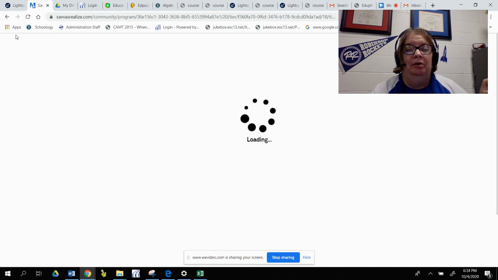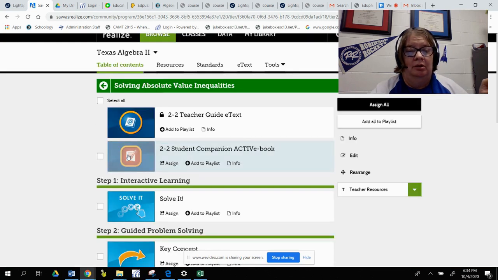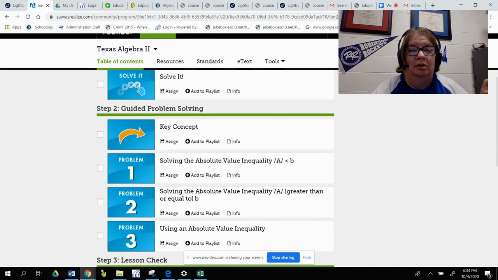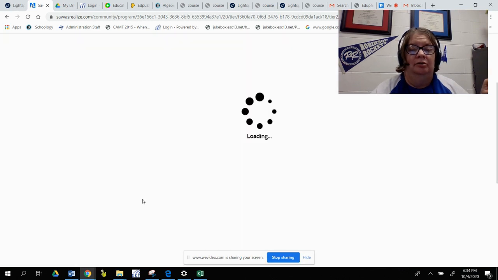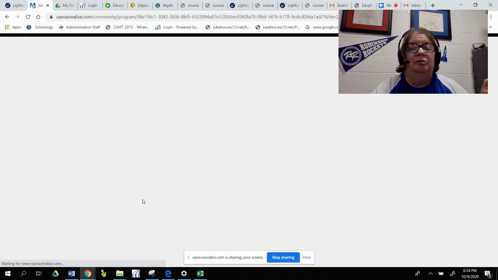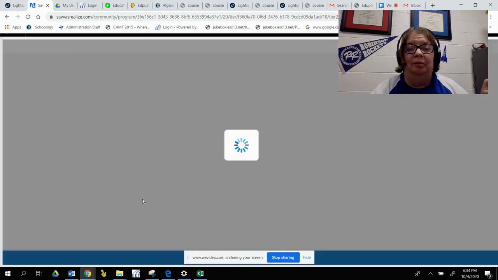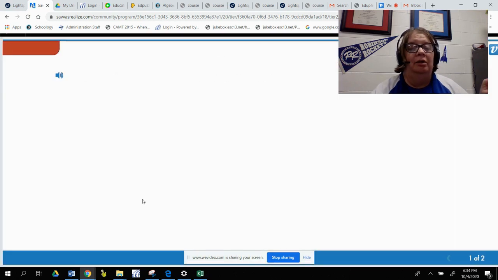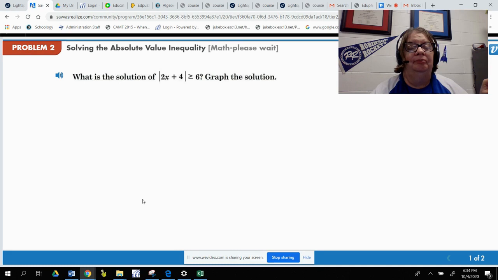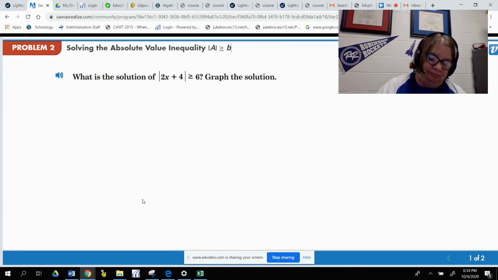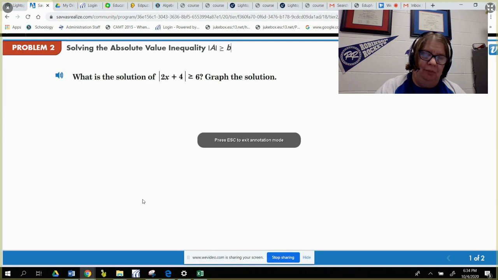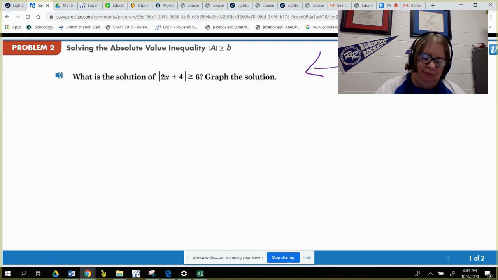Let's go back here and go to this one. So we haven't done an or problem yet. An or problem is when your symbols are greater than or equal to. Here is one. It says the absolute value of 2x plus 4 is greater than or equal to 6. Now let's think for a minute about what that number line looks like if the distance is greater than 6.